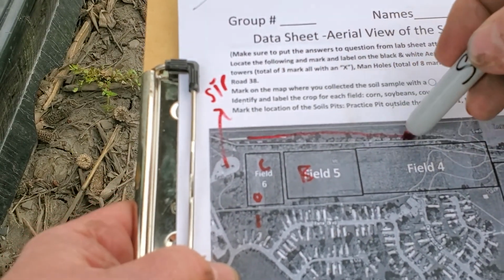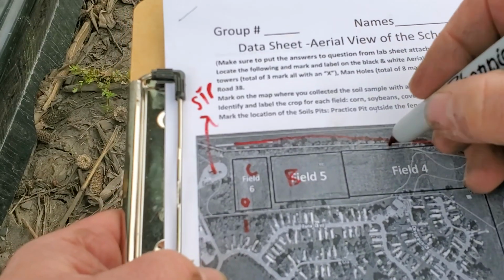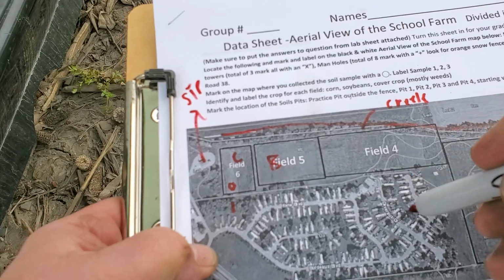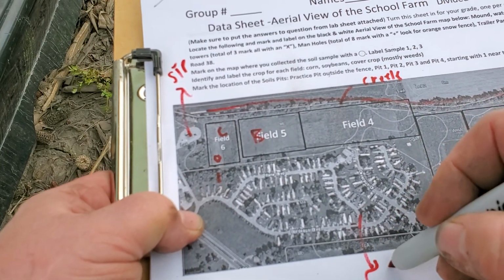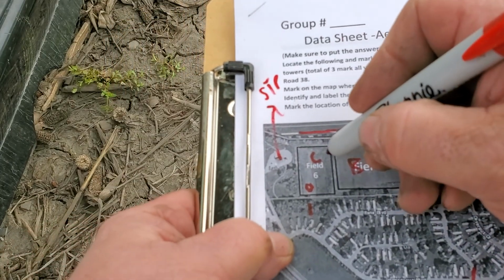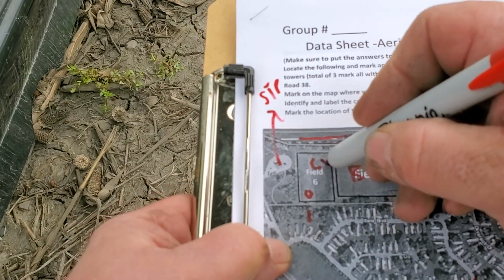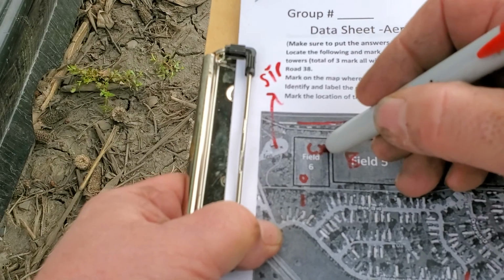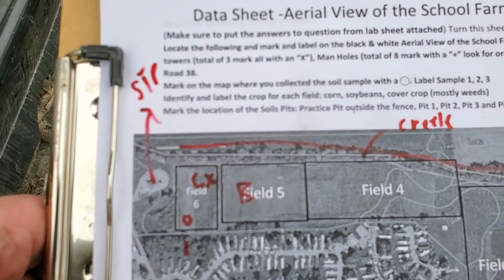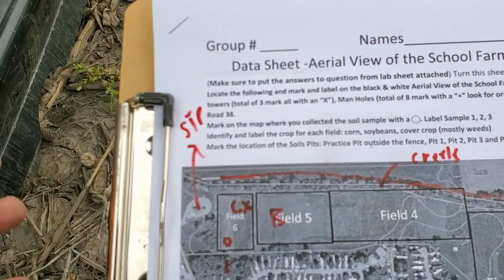All along here is the creek, so I'm going to label that creek. All these little funky shaped things here are the trailer park, so I'm going to put that TP. And right here in the corner of the field, we got our first manhole, so I'm going to put that X right there. Now, if you can't see this, I may do this as a virtual lecture, but we're labeling what we're finding so far.